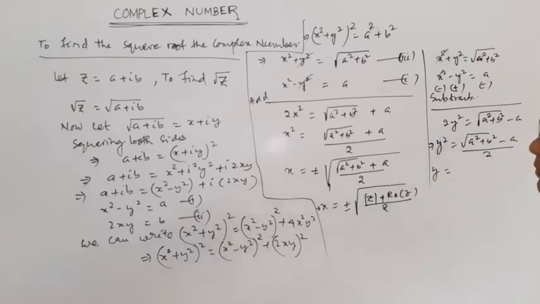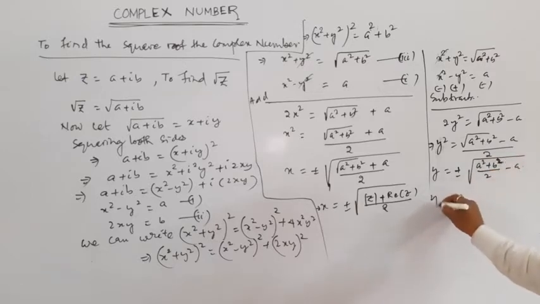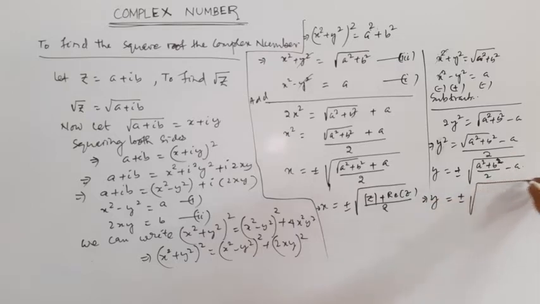And y is equal to plus or minus whole root over a square plus b square by 2 minus a, that is y is equal to plus or minus square root of mod z minus real part of z by 2.